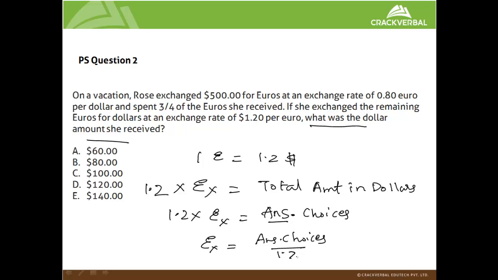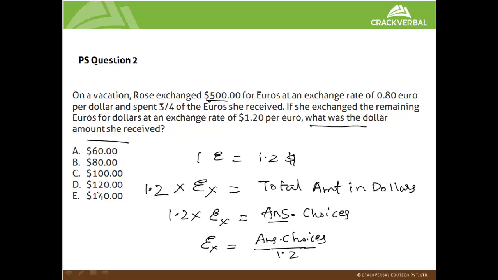The number of euros cannot be a decimal or a fraction according to the information given in the question, because you had $500 initially, which you exchanged for euros, and 3/4 of that is also a whole number. So you cannot have the number of euros in decimal or fraction. That means whatever the answer choice is should be divisible by 1.2. To be precise, it should be divisible by 12, because you can multiply the denominator by 10 and the numerator also by 10 to bring it to a whole number. So it has to be divisible by 12.